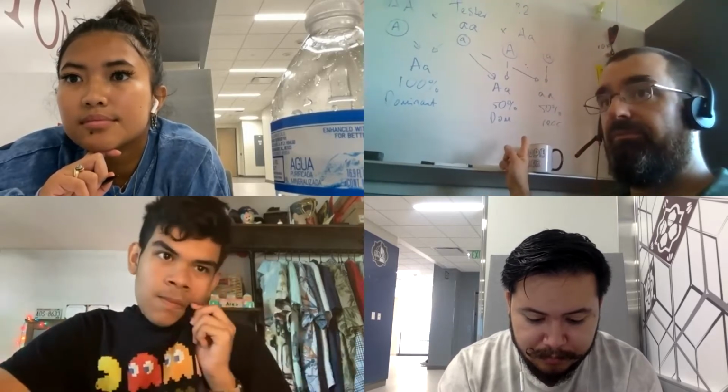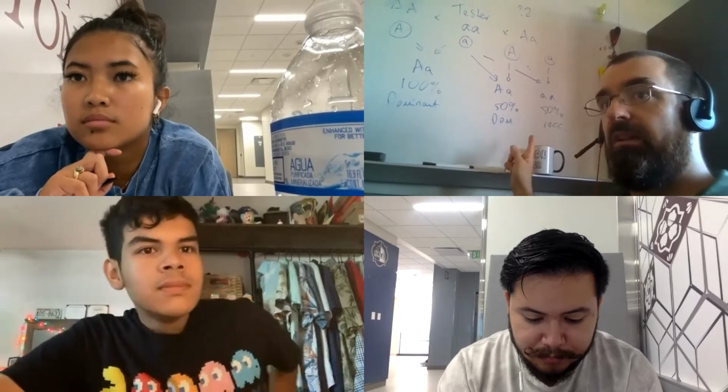And so there's two kinds of clues, essentially. One is the ratio, right? It's either going to be 100% dominant, or 50-50, right? If it's 50-50, it's a test cross. It cannot be a monohybrid cross because there's no way you can get a 50-50 ratio in a monohybrid cross in any part of it.